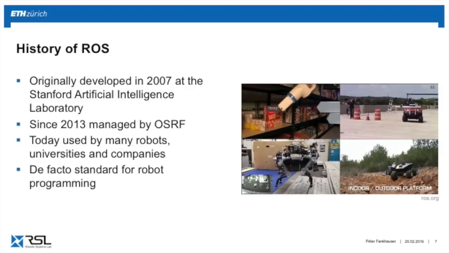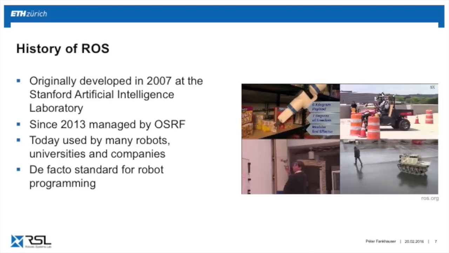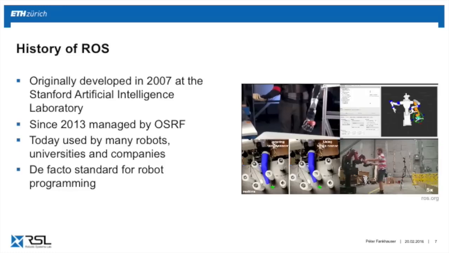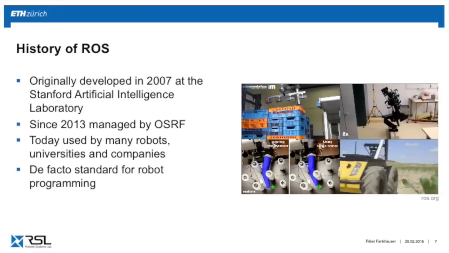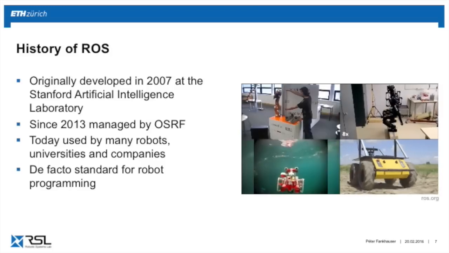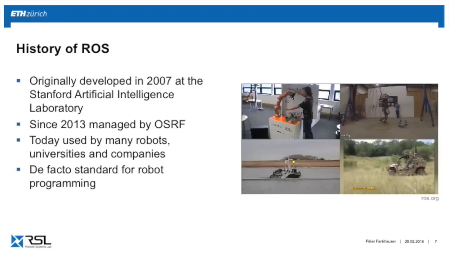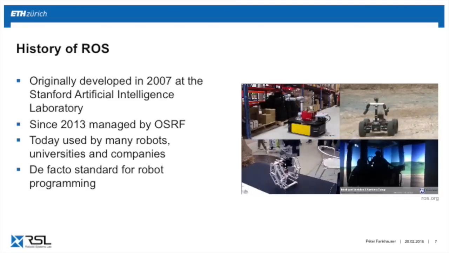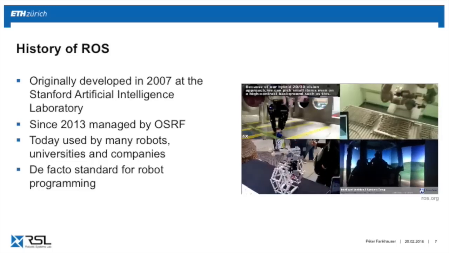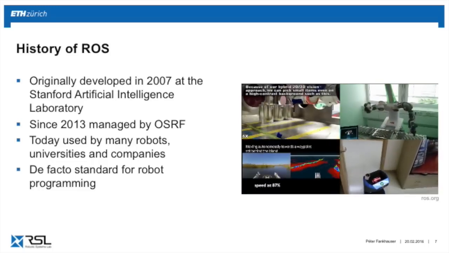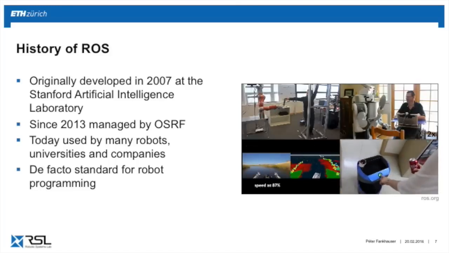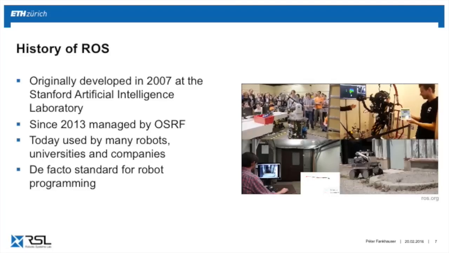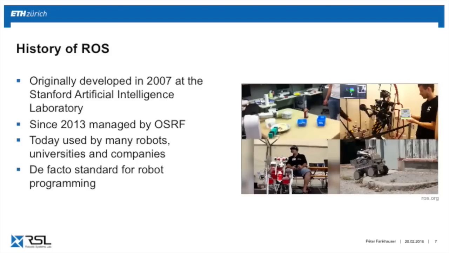A little bit to the history of ROS. It was developed in 2007 at the Stanford Artificial Intelligence Laboratory, then was managed by Willow Garage, was taken over, and since 2013 is now managed by the Open Source Robotics Foundation. Today, ROS is used by many, many robots, and you see some of them in the videos. These range from universities to companies who use this in their system. For research, it has essentially become a standard for robot programming. And there are also pushes in industry to use ROS extensively.